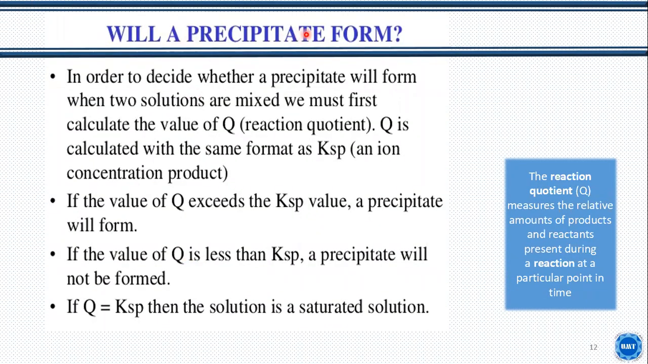Will a precipitate form or not? It depends upon Q and the KSP. In order to decide whether a precipitate will form when two solutions are mixed, we must first calculate the value of Q, the reaction quotient. Q is basically the measure of the relative amount of product and reactant present during a reaction at a particular point in time. If the value of Q exceeds the KSP value, a precipitate will form. If Q is less than KSP, a precipitate will not form. And if both are equal, the solution is at saturation.